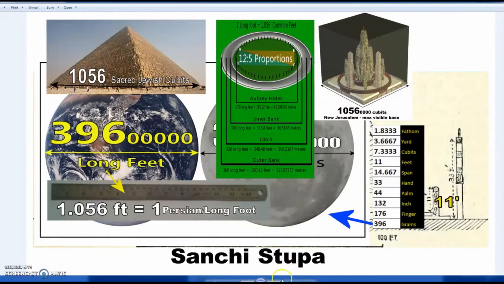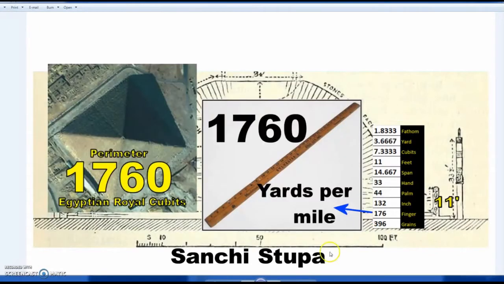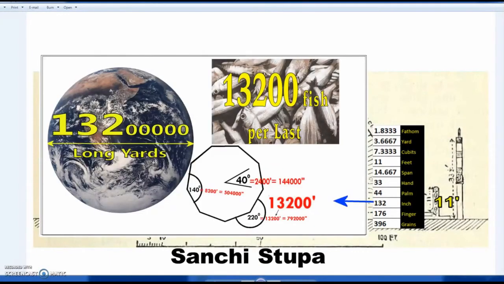But again, these are all conversion tools, so it's not that I'm just harping on about it. Whether it's New Jerusalem, Ark of Utnapishtim, Great Pyramid, Stonehenge, all these ancient temples, always the same. 176, so 1760 yards per mile, but the perimeter of the Great Pyramid, by definition, 1760 Egyptian royal cubits, 132.